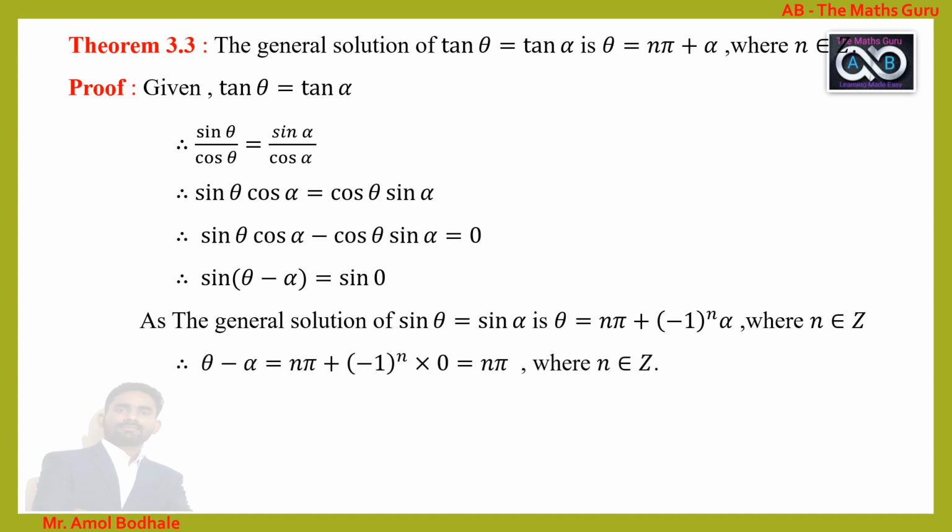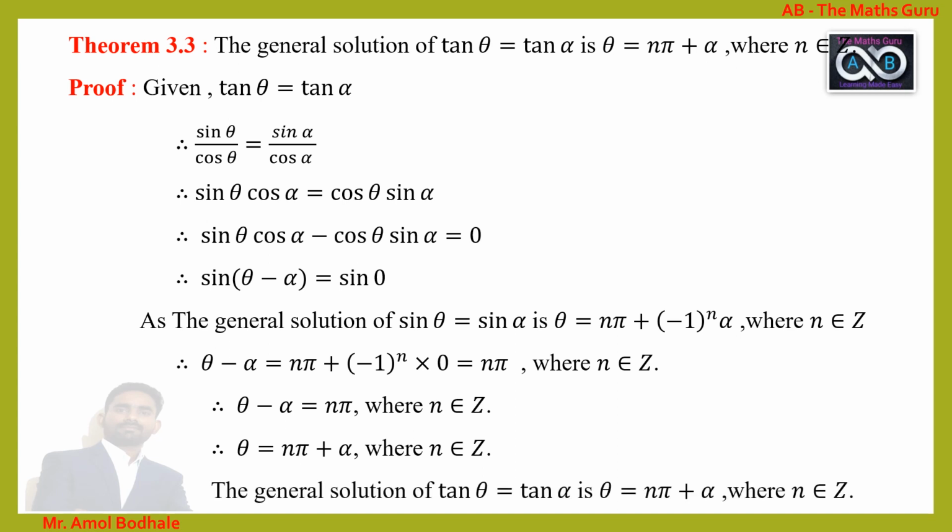So if we compare them, now we can say the solution is theta equal to n pi plus minus 1 raised to n. So we replace this theta by theta minus alpha, and we replace this alpha by 0. So we get here theta minus alpha equal to n pi plus minus 1 raised to n into 0. So it is n pi. So therefore theta minus alpha equal to n pi, and if we take alpha on this side, we get theta equal to n pi plus alpha. Therefore the general solution of tan theta equal to tan alpha is theta equal to n pi plus alpha, where n belongs to z.